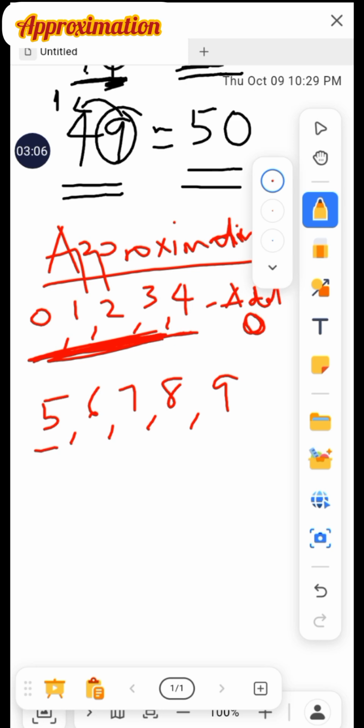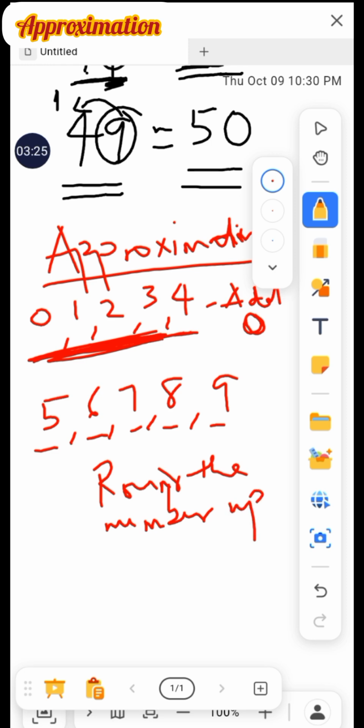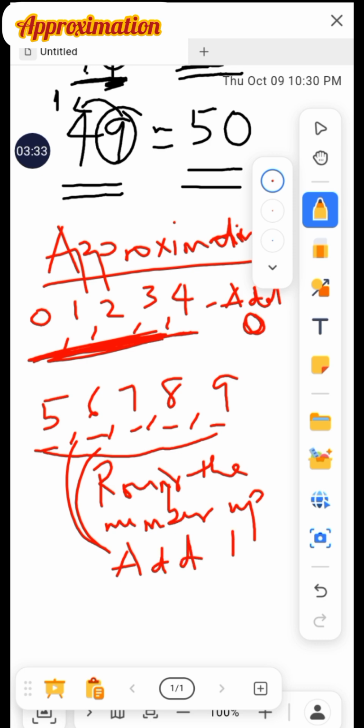But when these numbers 5, 6, 7, 8, 9 are used for approximation, that means when they are at the back of a number you want to approximate, they will round the number up. They will add 1. This category usually adds 1 to the preceding number in front of them. So let's move in depth.